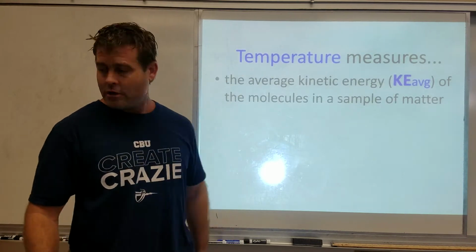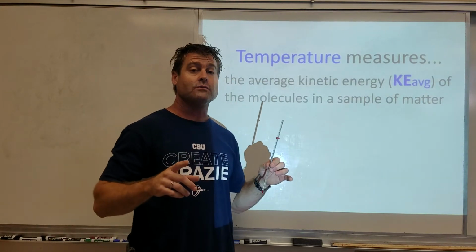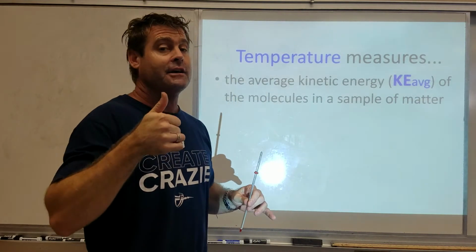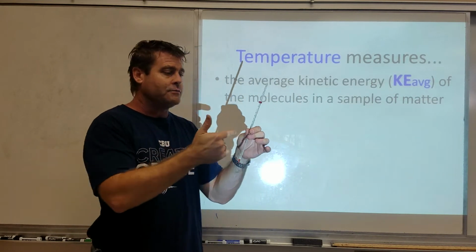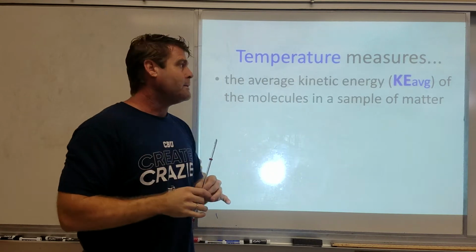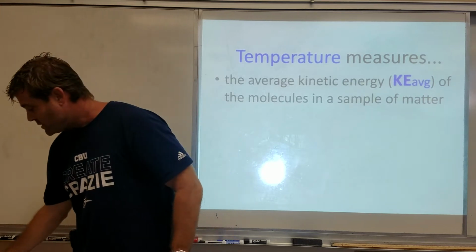So with temperature, what I'm measuring is the average kinetic energy of the molecules in the room. The molecules in the room are moving. The ones that are moving fast have a high kinetic energy. The ones that are moving slow have a low kinetic energy. When I'm measuring the temperature, I'm measuring the average of all the molecules of that sample of matter, in this case the air.